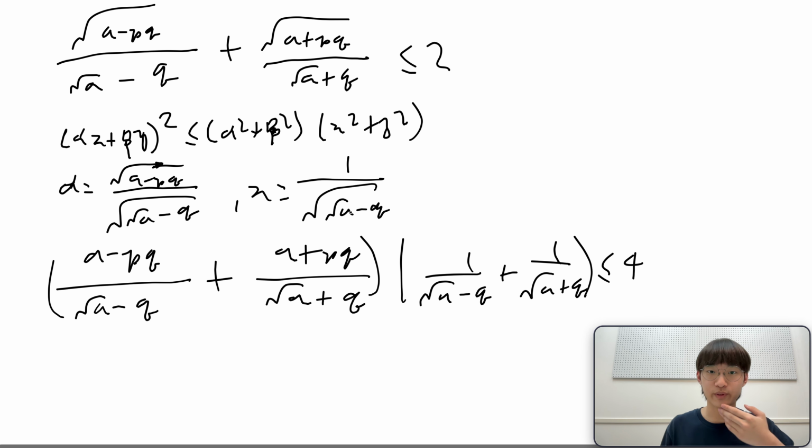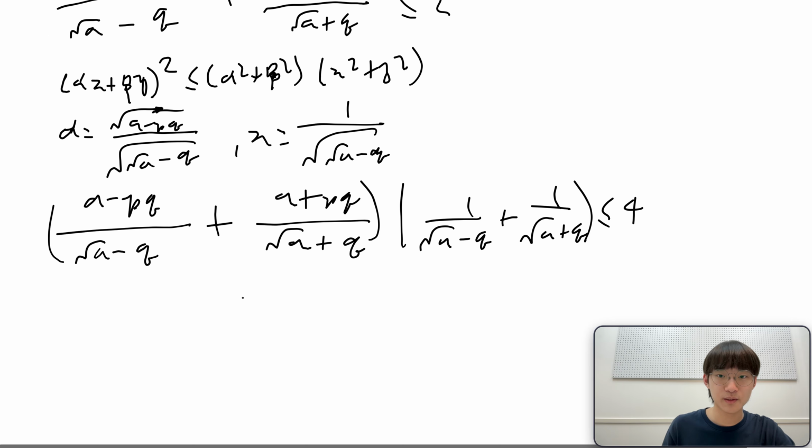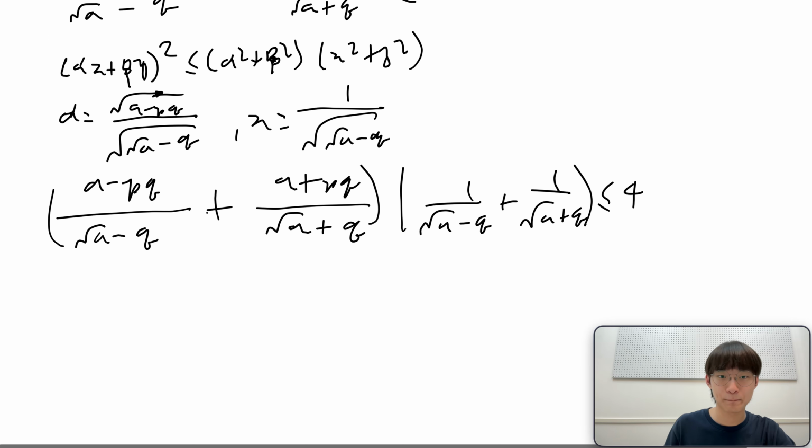So if we prove this inequality, then by the Cauchy-Schwarz inequality, this thing squared will be less than or equal to 4, and thus this thing is less than or equal to 2. So let's do it. Let's make common denominators first.